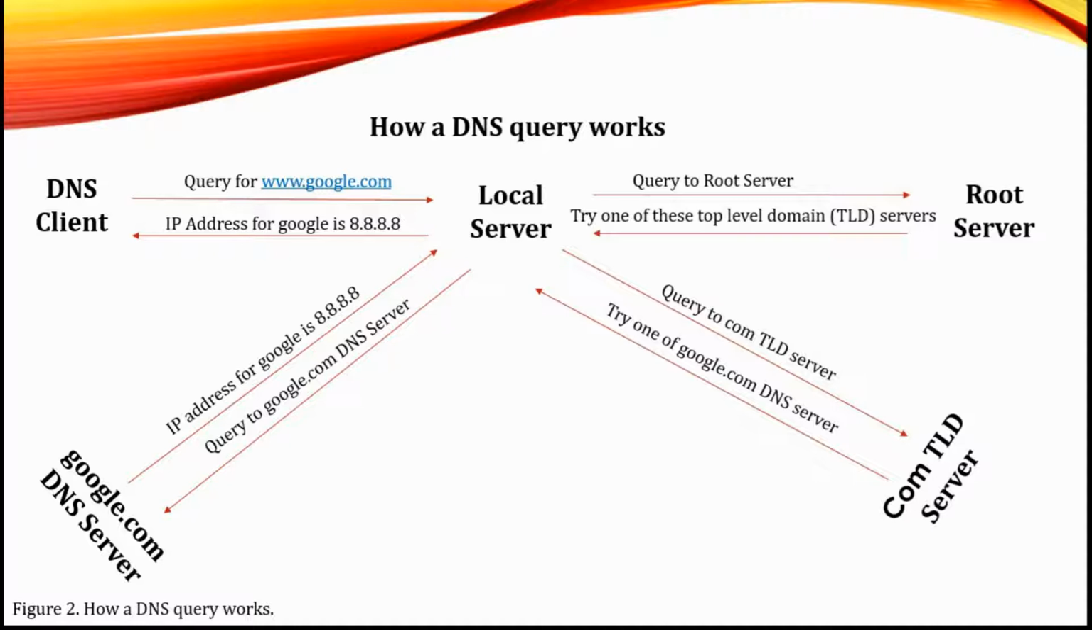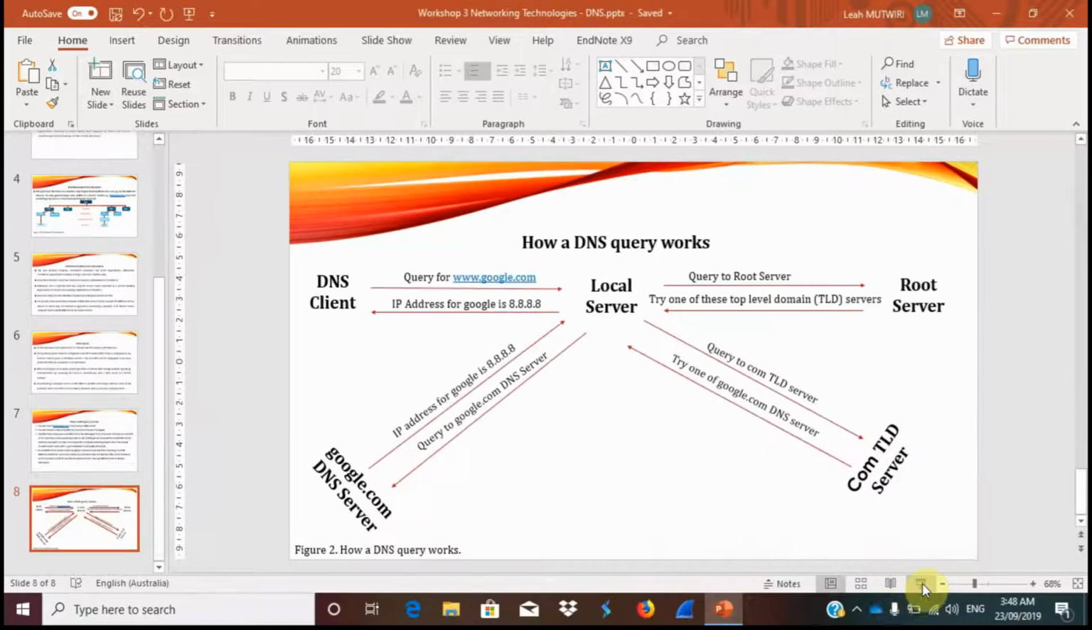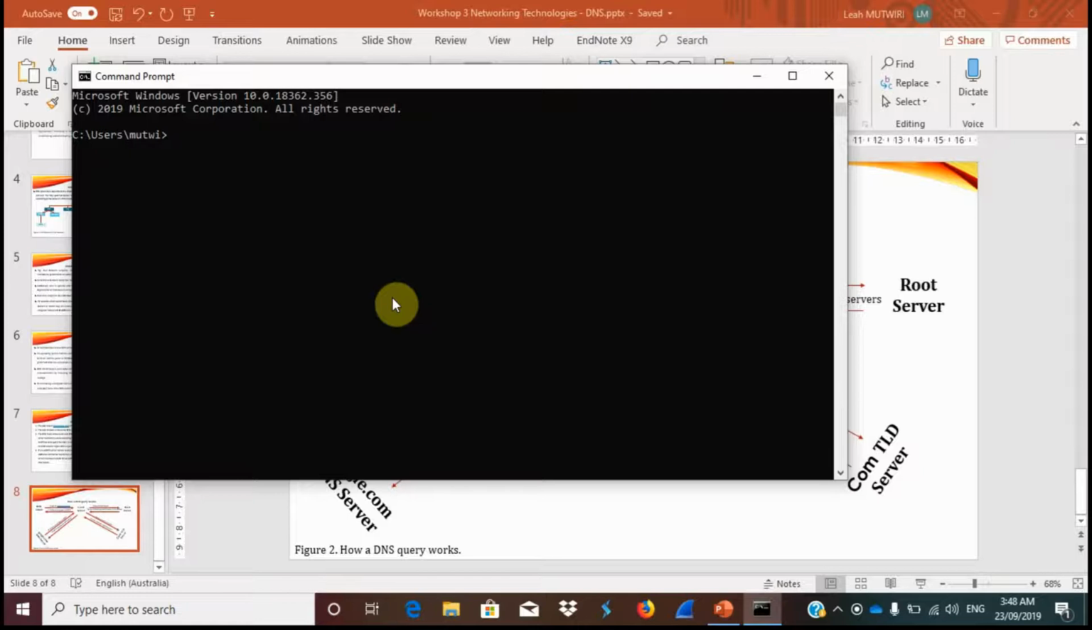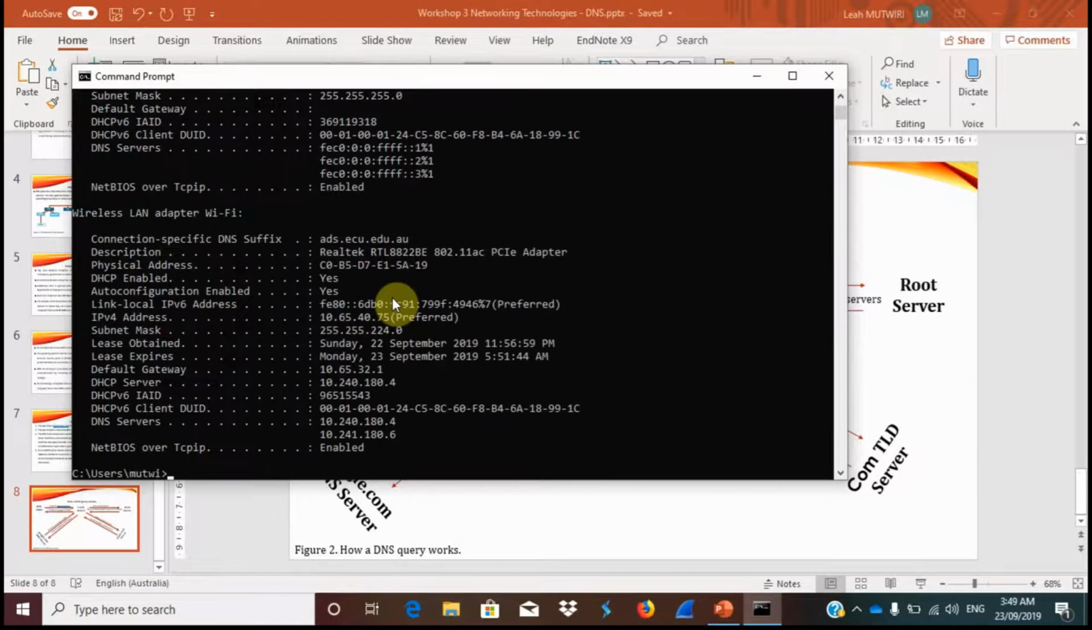I'm just going to demonstrate this on Wireshark. We're just going to minimize this and go to command prompt. First type ipconfig /all so that we can view the IP addresses of the DNS servers and my IP address. Here we have my IP address is 10.65.40.75, which is the one which is preferred.